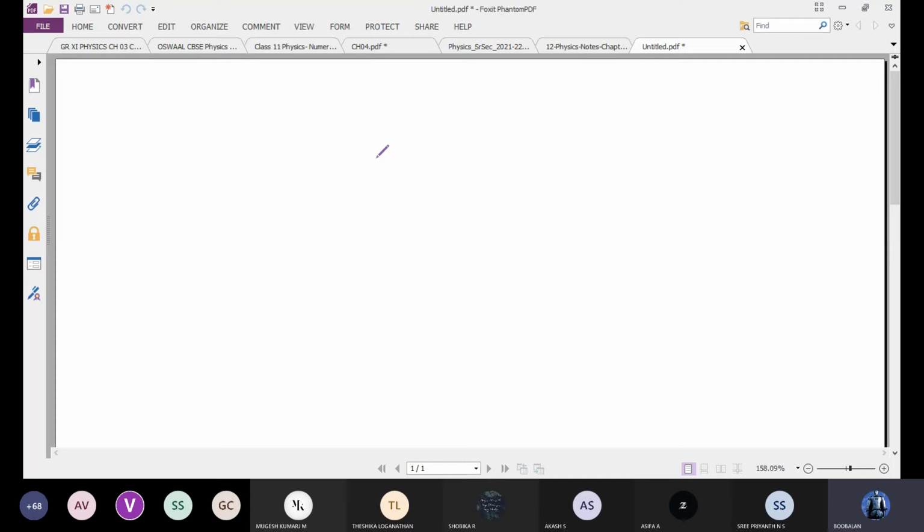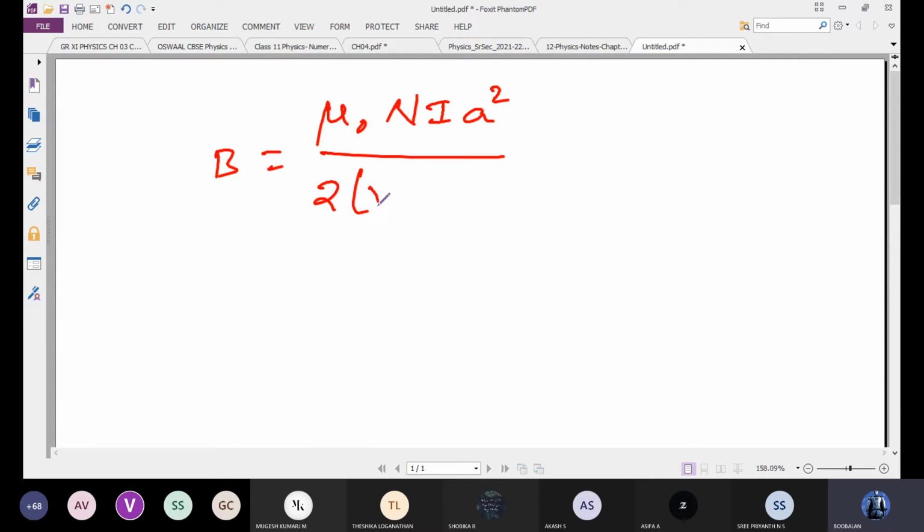The final equation: magnetic field B is equal to mu naught n I a square divided by 2 into (r square plus a square) power 3 by 2. Okay, this is the formula.